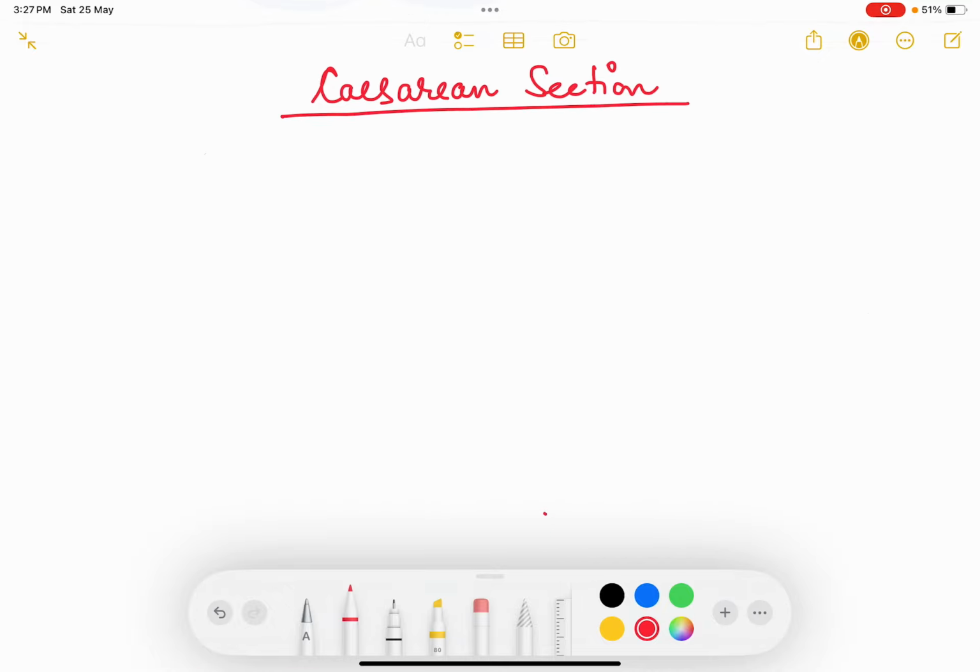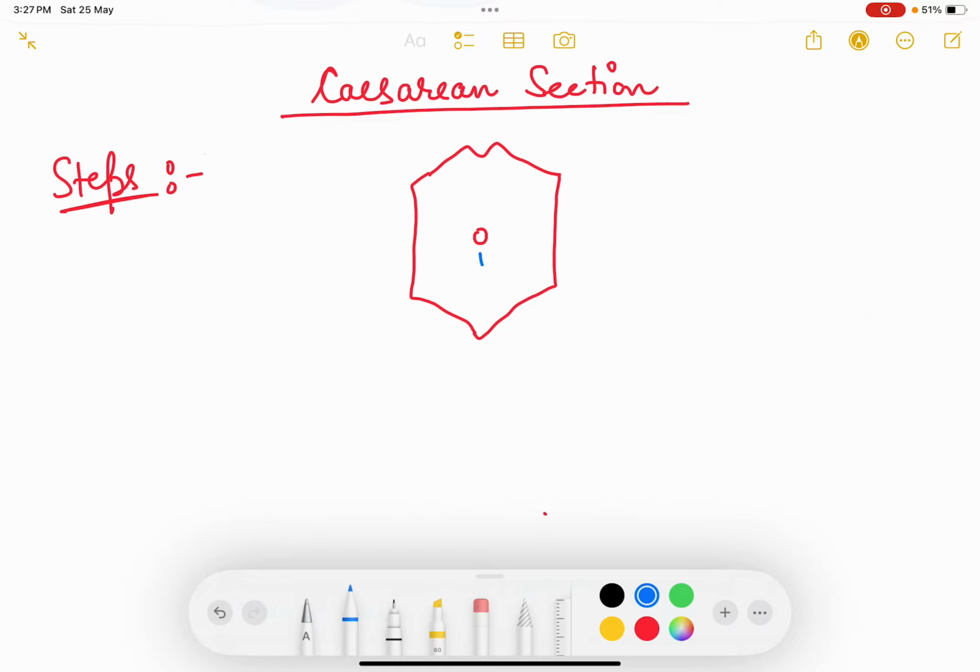Basically lower segment Caesarean section is done. Let us first see the steps very briefly, what we actually do. First of all we incise the skin. Now coming to the details of skin incision. How can skin incisions be done? Skin incision can be a vertical midline skin incision, but nowadays the preferred modalities are a Pfannenstiel or a horizontal skin incision.